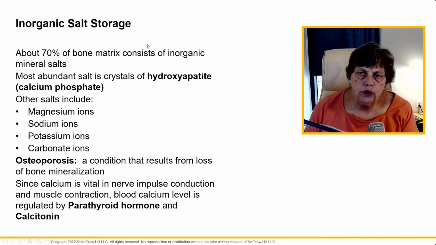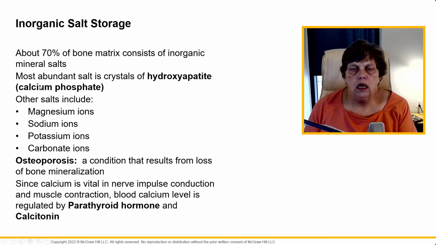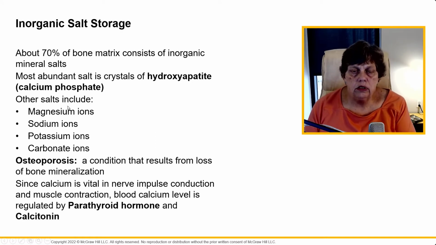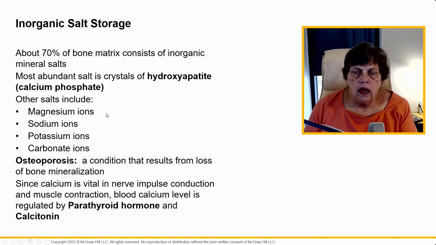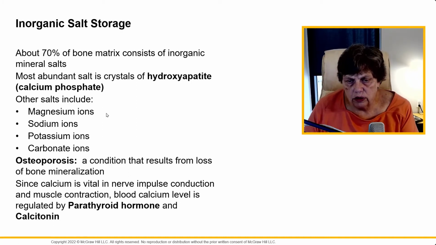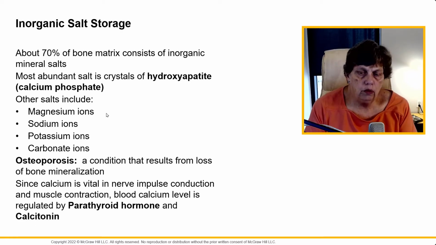This is a place where we store inorganic salts. About 70% of the bone matrix consists of salts. It is most commonly calcium phosphate. You can see these other salts, but this is primarily what gives us the hardness. If you have bone loss, it's called osteoporosis.